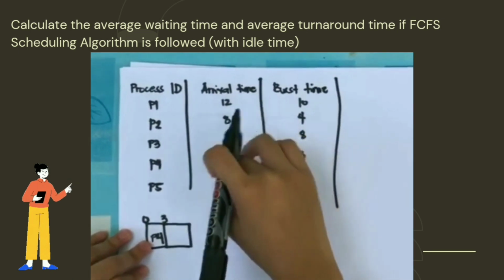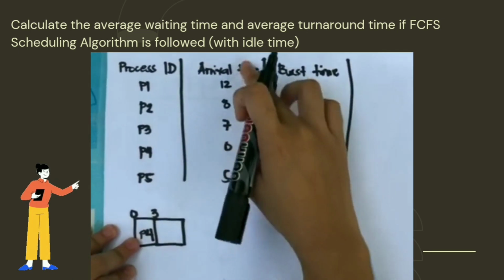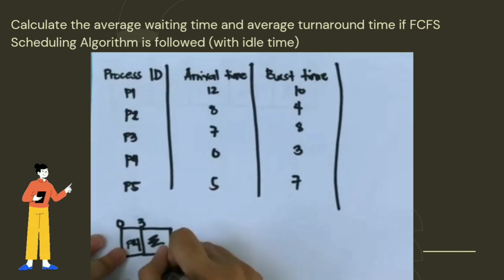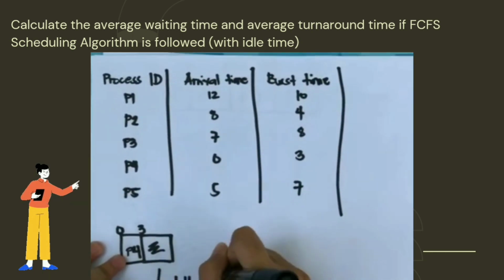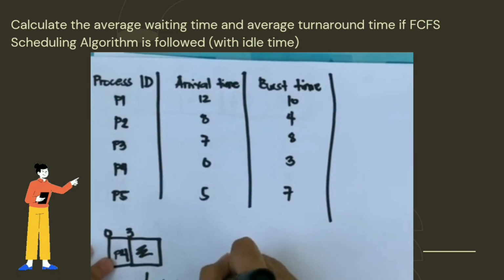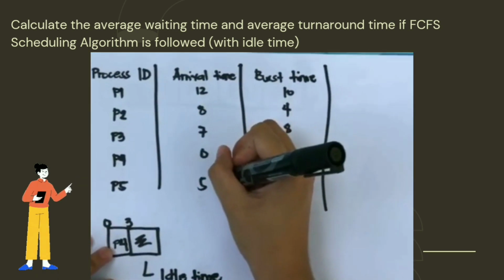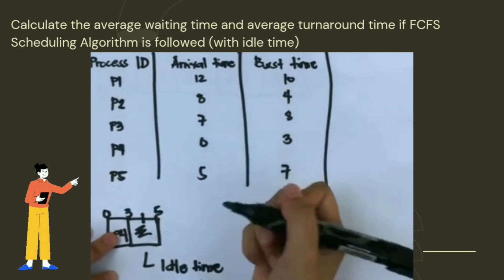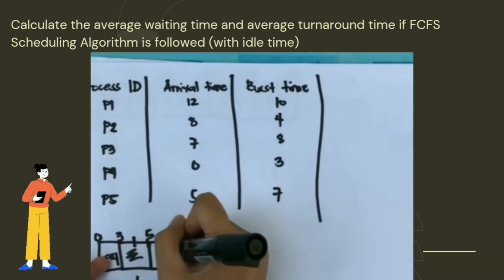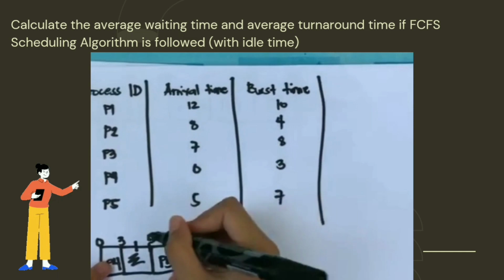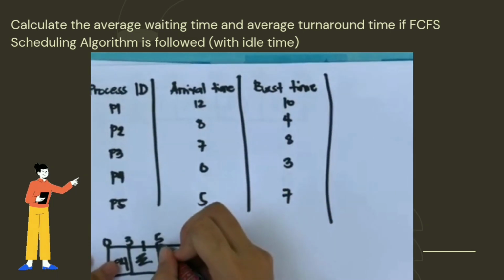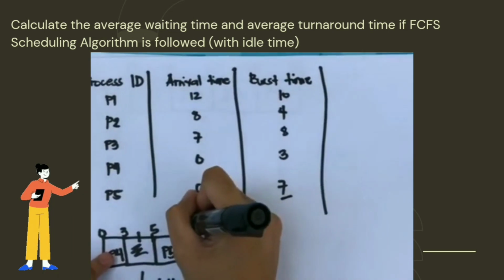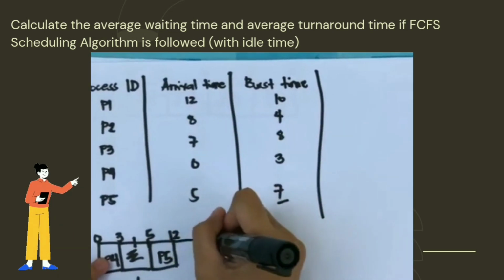Ang sumunod pa sa kanya is si P5 na may arrival time na 5. Ito yung tinatawag natin na idle time. Dahil ang panglima pa yung dumating. So, 3 to 5. Isusulat natin dito si P5. So, 5 plus yung burst time na 7 is 12.